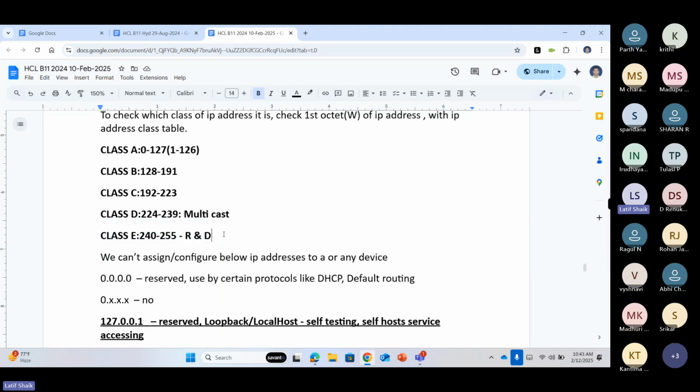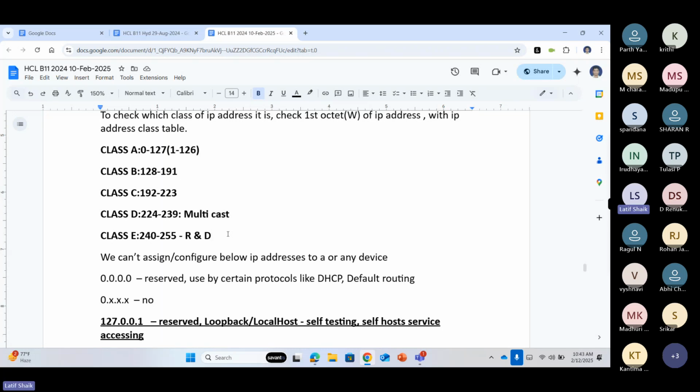These class E ranges, in general, we cannot use in any network, both public and private domains. We can't assign them to any device. We are not using them right now because they are reserved, maybe for future or special purposes. But right now we are not using them.